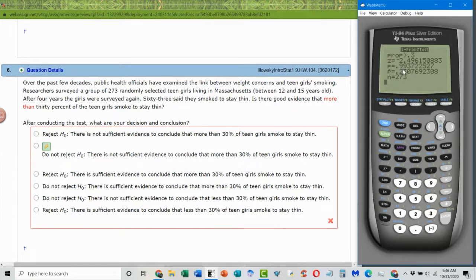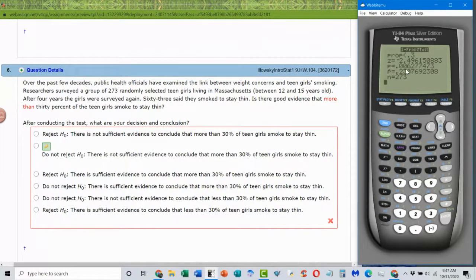Now, the reason this is so big is because we have a negative value. And so if we were doing less than, we would have a much different answer here. And I'll show you. So with the same math, less than, we get a 0.006. So there's enough evidence to show that less than 30% of the population smoke to stay thin. They smoke for other reasons.